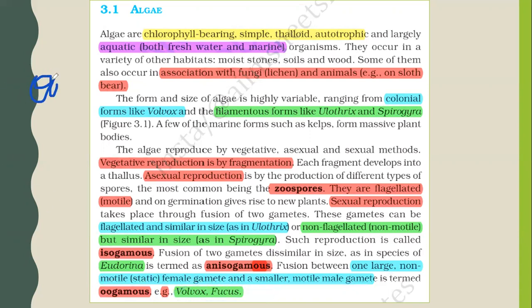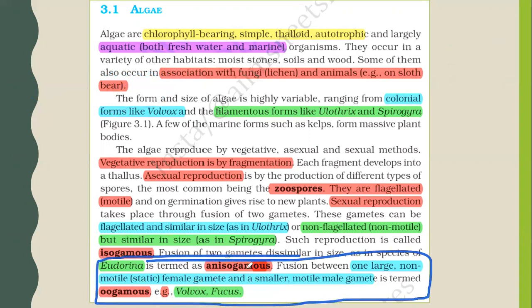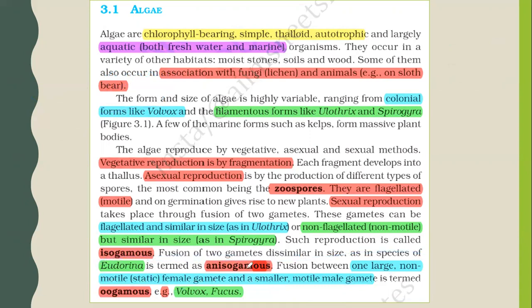The oogamous condition is very, very important for your exam; it is a previous year PYQ question. This last paragraph, the last line, is very, very important. One is a large non-motile female and a small motile male. It is a tricky statement, so please make sure that you get it correctly.